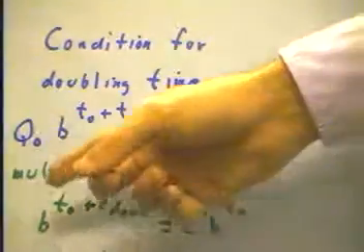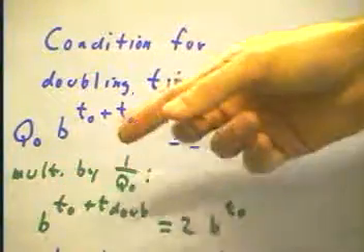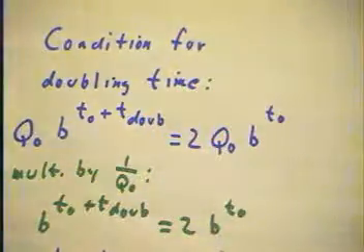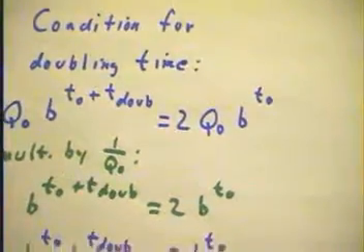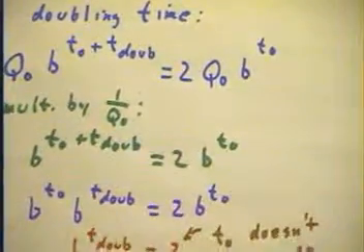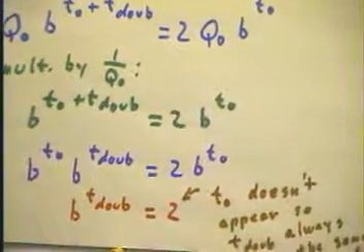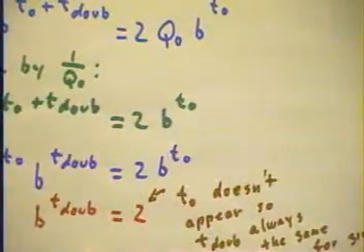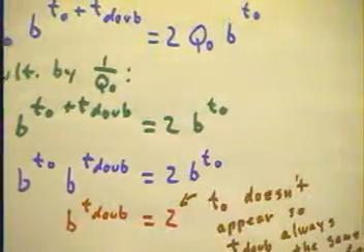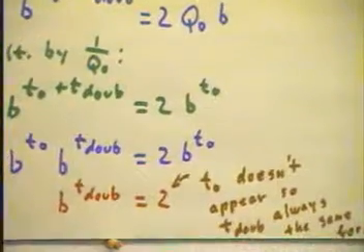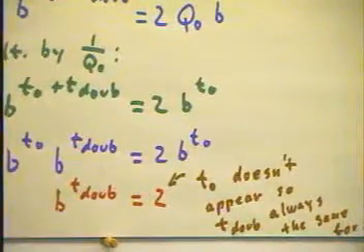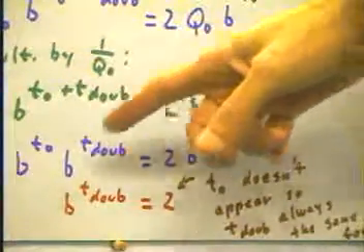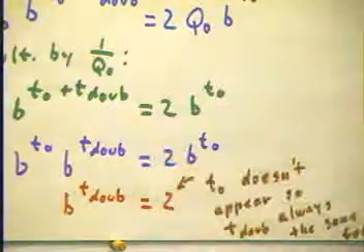law of exponents says that b to the t0 plus t dub is b to the t0 times b to the t dub. That's one of your basic laws of exponents. A to the b plus c equals a to the b times a to the c, or whatever. It can be stated in terms of a lot of different letters. Let's try to get our orientation straight here. Okay. So we rewrite b to the t0 plus t dub as b to the t0 times b to the t dub.